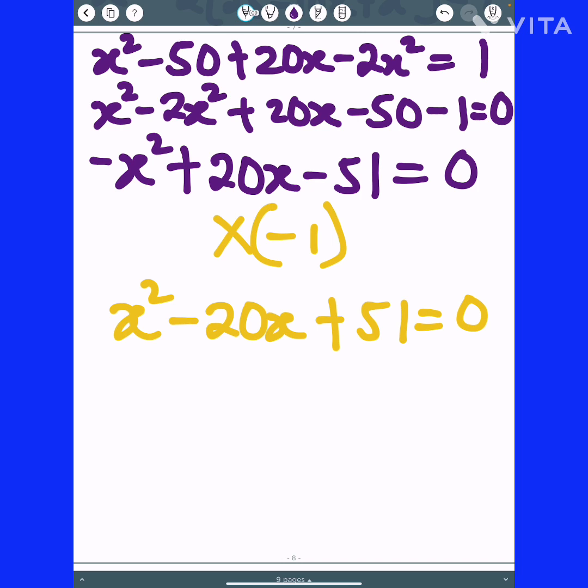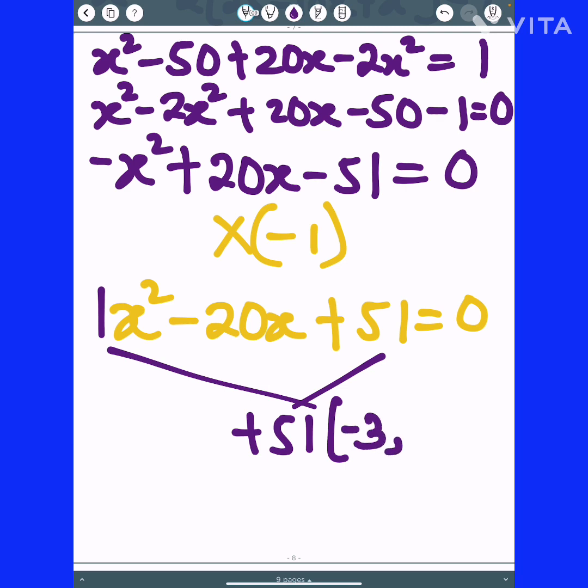Let's simplify this. x squared is the same thing as 1x squared. So 1 times 51 will give me plus 51. What are the factors of 51 that add to give minus 20 and multiply to give plus 51? Those are minus 3 and minus 17.